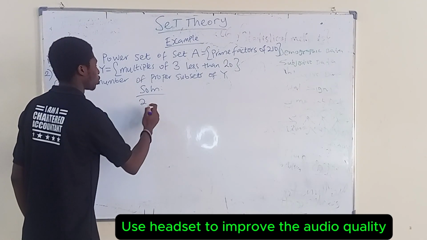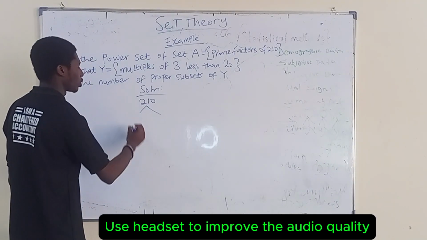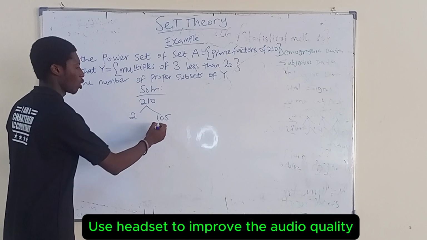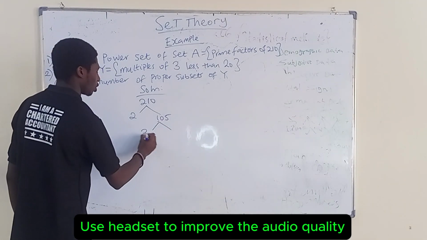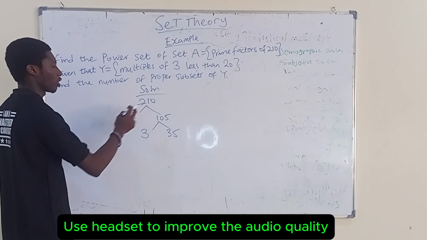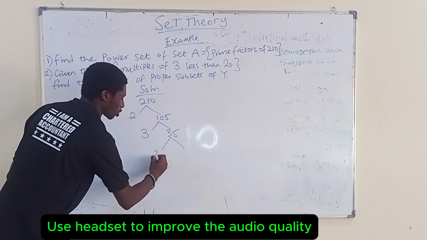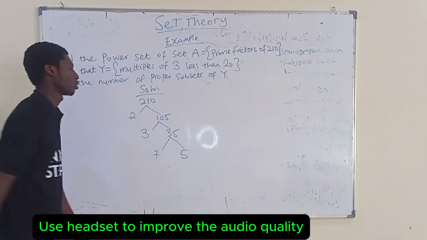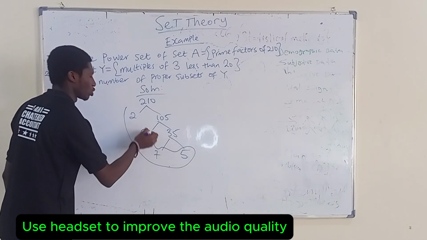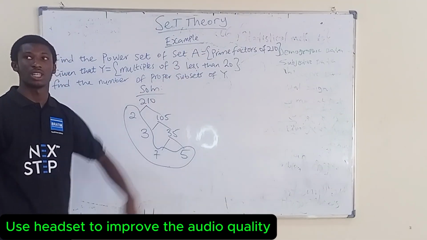First of all, just bring 210 out and you split it. 210 can be written as 2 times 105. 105 can be written as 3 times 35. So 3 times 35 will be 105, and 2 times 105 will be 210. 35 will be 7 times 5. As you can see, these are the prime factors of 210.